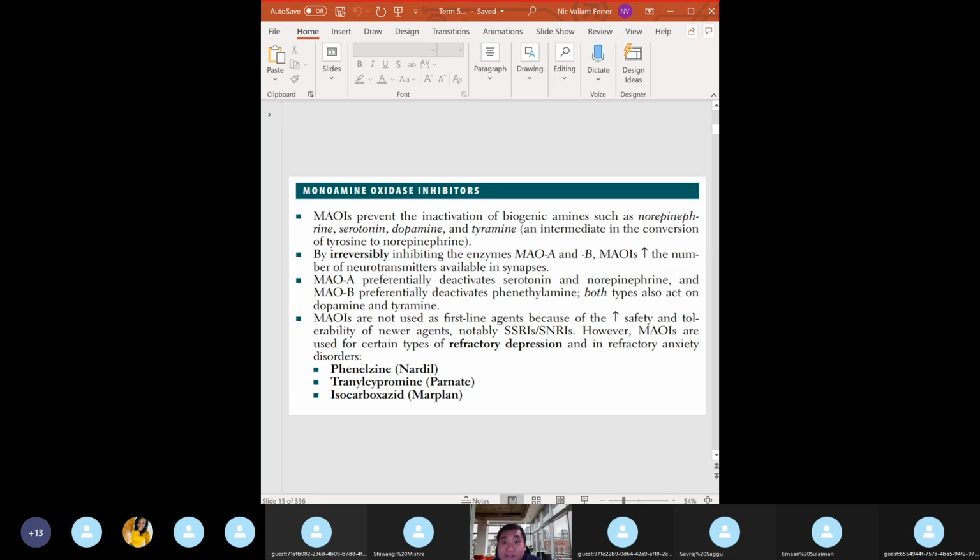So MAO-A preferentially deactivates your serotonin and norepinephrine. However, MAO-B preferentially deactivates phenethylamine. Both types act on your dopamine and your tyramine.